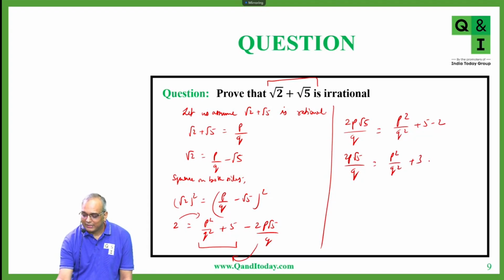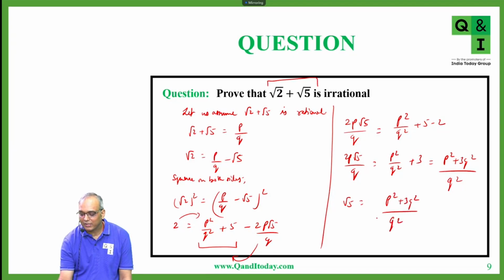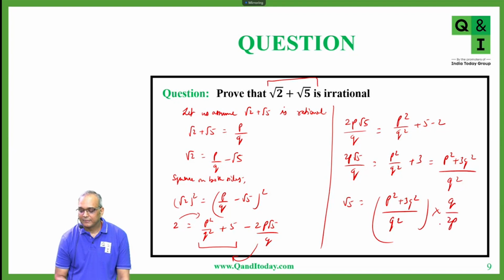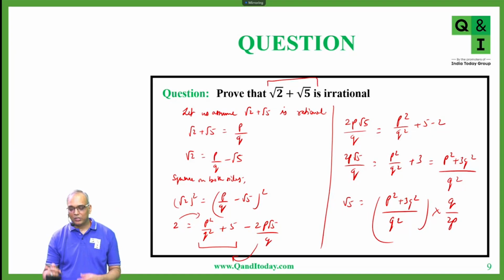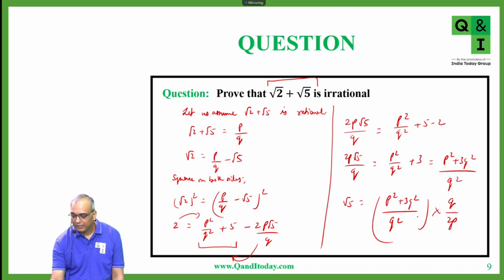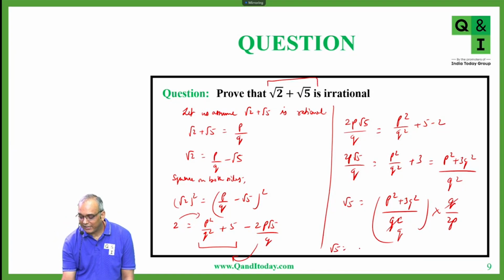So now this can be written as P square plus 3Q square over Q square. So root 5 is equal to P square plus 3Q square over Q square into Q by 2P. I have taken Q on the right side and 2P also on the right side. So division goes into multiplication and multiplication comes to division. Now we can cancel this one Q here. So we will have root 5 is equal to P square plus 3Q square divided by 2PQ.